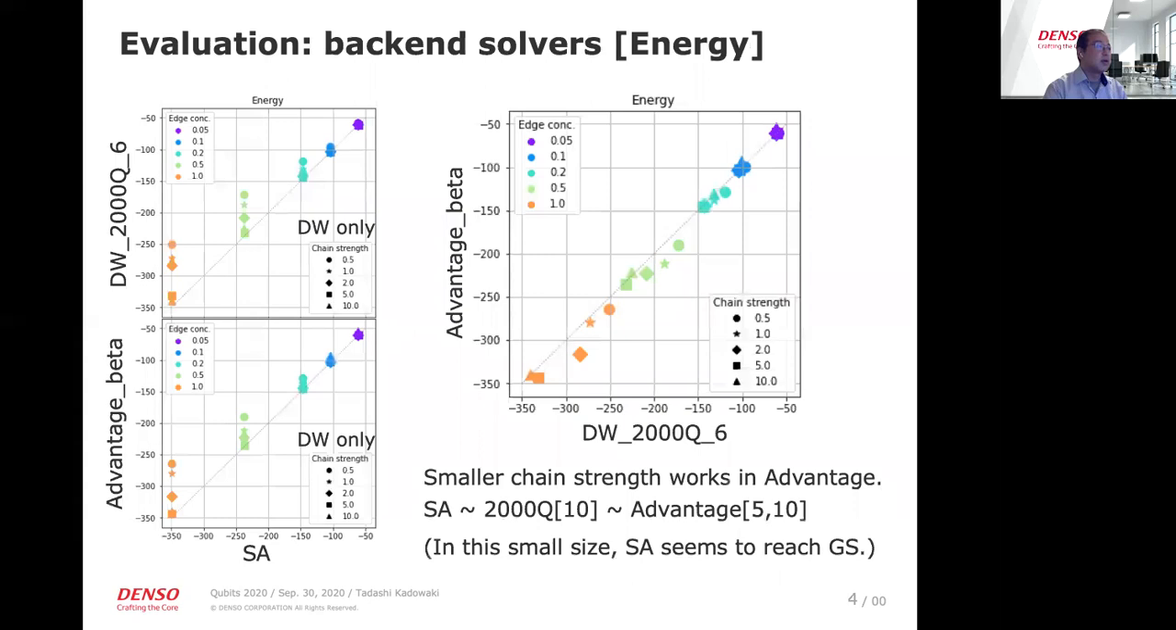The result of the energy. In the left side graphs, energies of 2000Q and Advantage versus simulated annealing are plotted. In this system size, simulated annealing seems to reach the ground state. Of course, it takes longer time to obtain result from simulated annealing. To get lower energy solution, we need to set the chain strength to 10 for 2000Q, but we can reduce the chain strength from 10 to 5 for Advantage. In the right side graph, we can see Advantage always gives lower energy solutions.